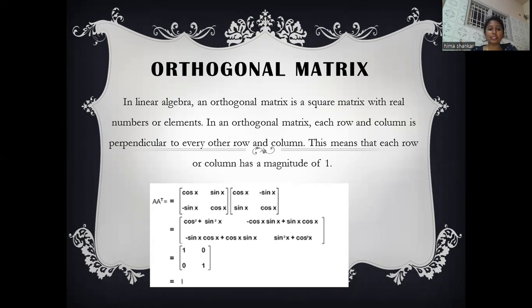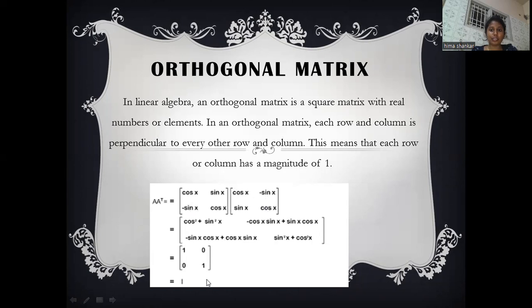In linear algebra, an orthogonal matrix is a square matrix with real number elements. In an orthogonal matrix, each row and column is perpendicular to each other row and column. This means that each row and column has magnitude 1.